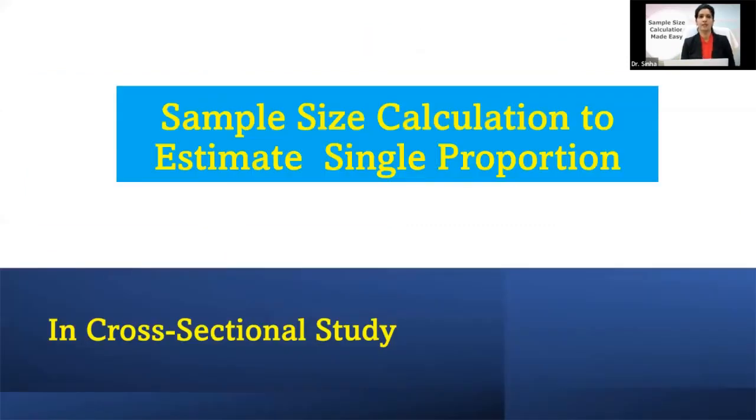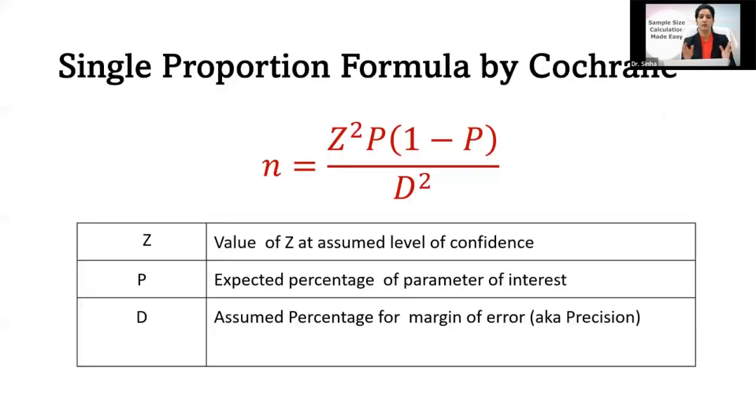So now starting with the sample size calculation for single proportion. So generally it is a type of descriptive cross-sectional study. So the formula given for the single proportion is given by Cochran. I'm not going into the detail of the formula. So this Z square P and this 1 minus P divided by d square, where the Z is the value at 95% level. We take it, this value is 1.96, or roughly you can take 2.